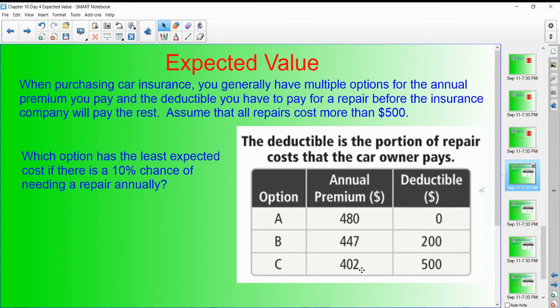If I get into an accident, then policy C costs $902, whereas with A, I'm paying the most upfront, but even if I get into an accident, I'm only ever paying $480. I don't have to pay extra if I get into an accident. So which option has the least expected cost if there's a 10% chance of needing repair annually? So you get into an accident 10% of the time.